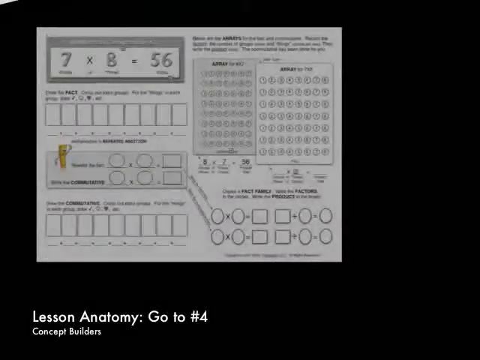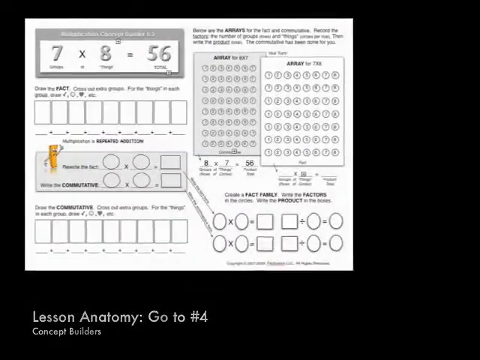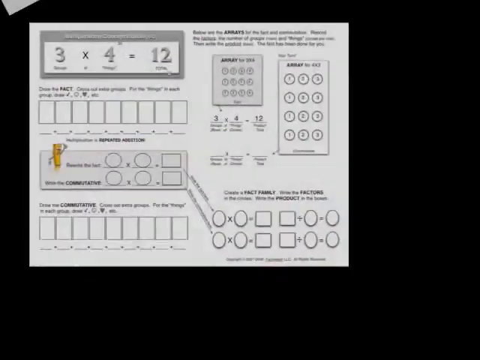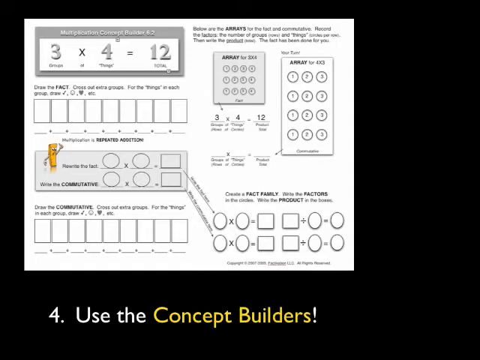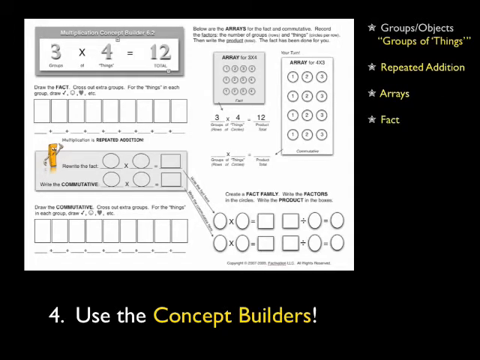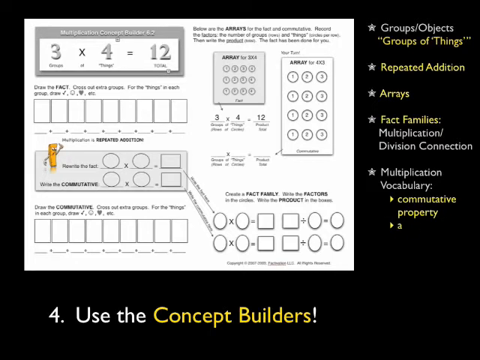Alright, the next one is really important, and this is a new feature of Factivation. They're called the concept builders, and as you can see here, they contain all kinds of important vocabulary. They cover groups of objects, or groups of things as we call it with Factivation, repeated addition, arrays, fact families, and they see the multiplication to division connection.